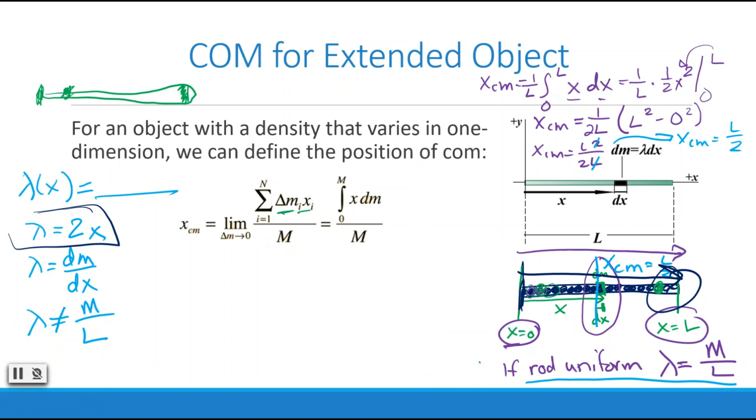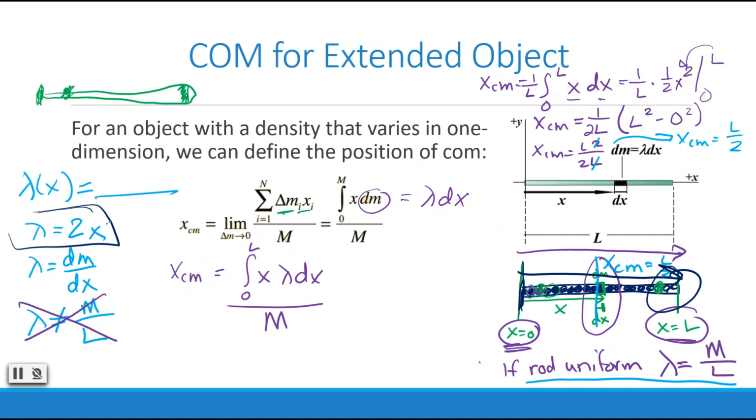So I'm going to replace dm with lambda dx, like I would do before. So my position of the center of mass is going to be the integral, once again, from 0 to L of x lambda dx, and that's all over my mass m. Whereas before, I subbed in lambda is m over L. I can't do that.